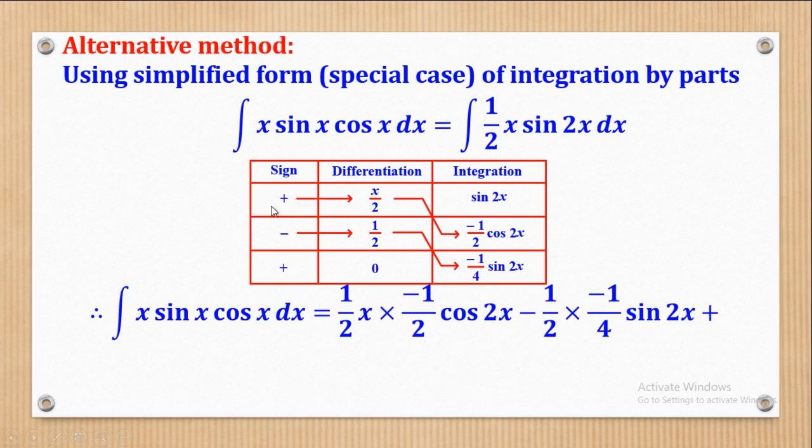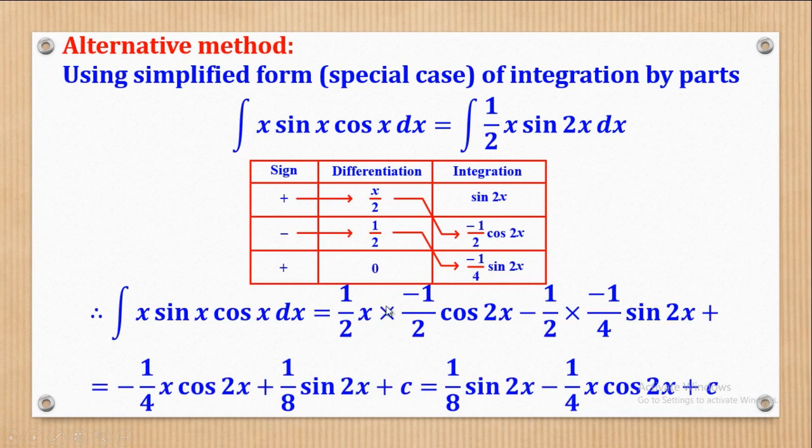So how is the table used? It means that this times this will give you this. For example, this will be positive 1/2 x times negative 1/2 cos 2x. Then here there is minus 1/2 times negative 1/4 sine 2x, plus c.